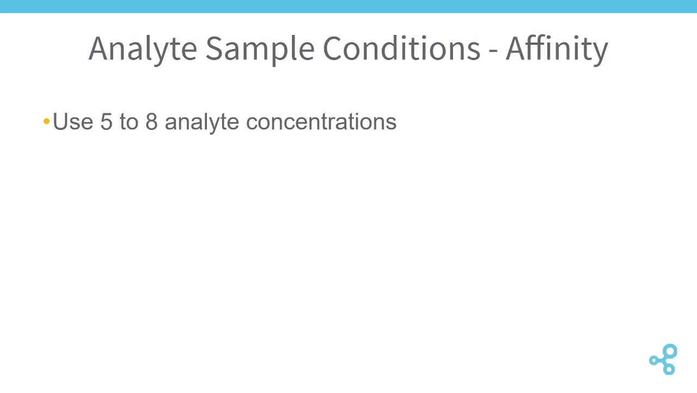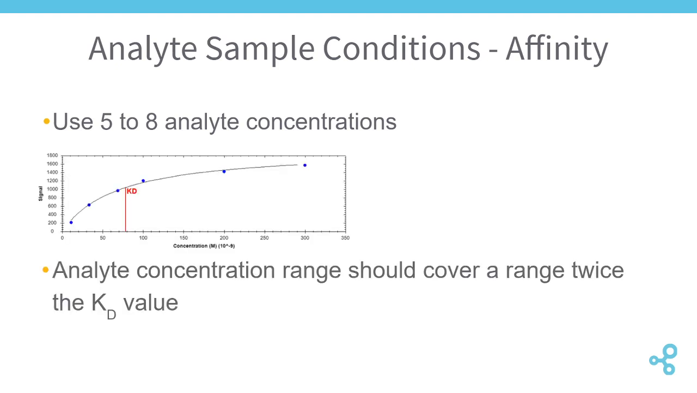Now, there is a slight difference if we're only able to determine an affinity analysis. An affinity analysis is where we have a very fast off rate, which makes it quite challenging to deduce the on and off rate from our analyte. It's so quick that it's hard to get an accurate off rate. So in this situation, the only thing we can calculate is an affinity concentration. Because of that, we're going to need to use 5 to 8 different analyte concentrations.